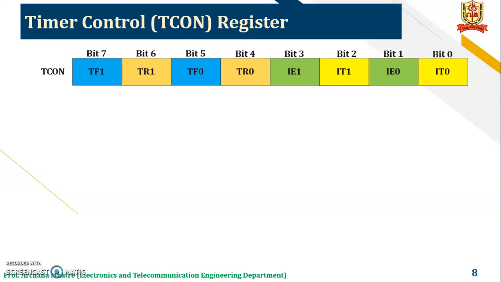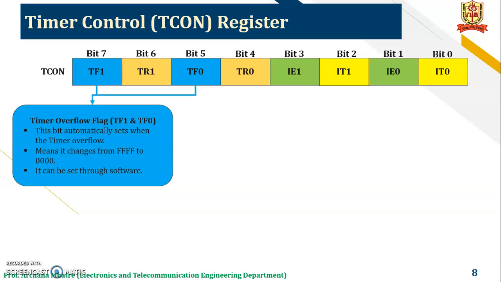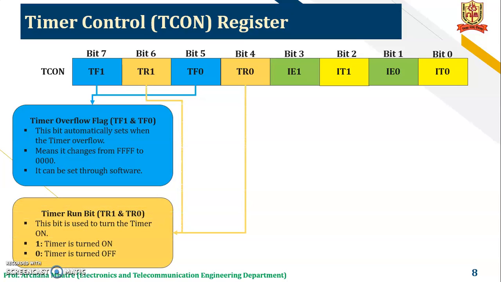Now we will see the explanation of this TCON register. First, the TF1 and TF0 bits. The full form of TF is timer overflow flag. This bit is automatically set when the timer overflows, meaning it changes from FFFFH to 0000H, from the highest value to the lowest value. That means when it overflows, this bit is set. It can also be set through software. Now next bits are TR1 and TR0. TR is the timer run control bit. If it is 1, then the timer is turned on, and if it is 0, then the timer is turned off.